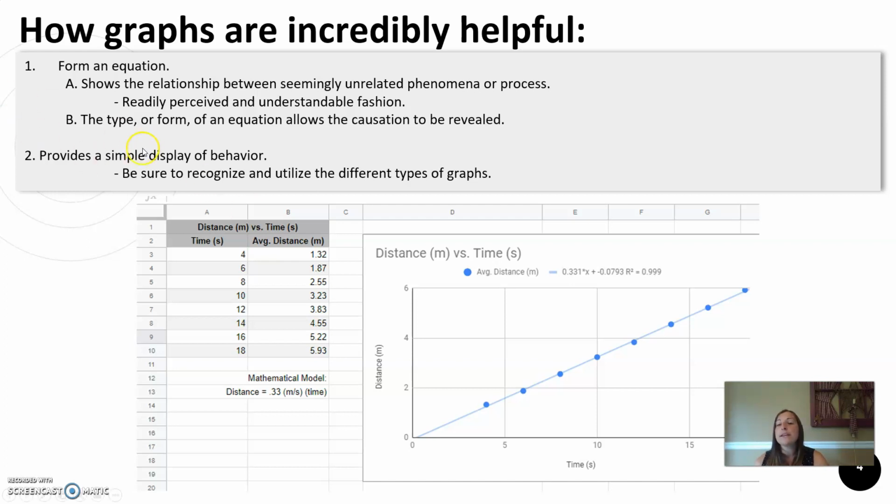So one thing is you want to be sure to recognize and utilize the different types of graphs, especially depending on the level that you teach. You may find that a pie chart is a lot better to represent the information than this would be.